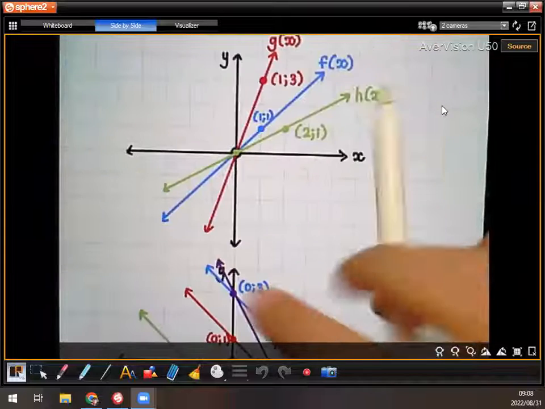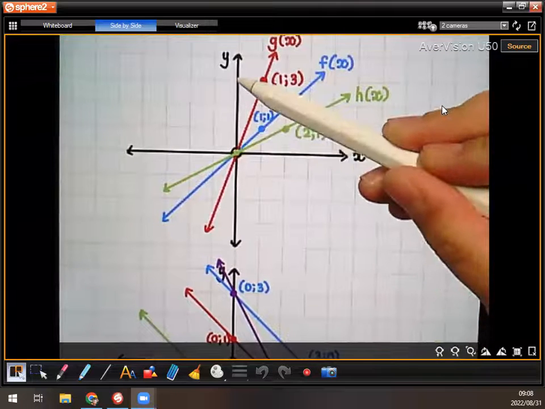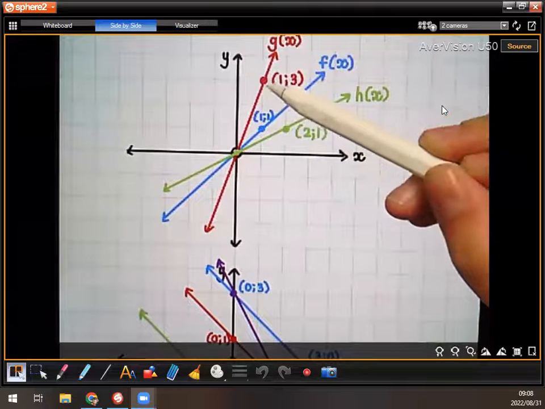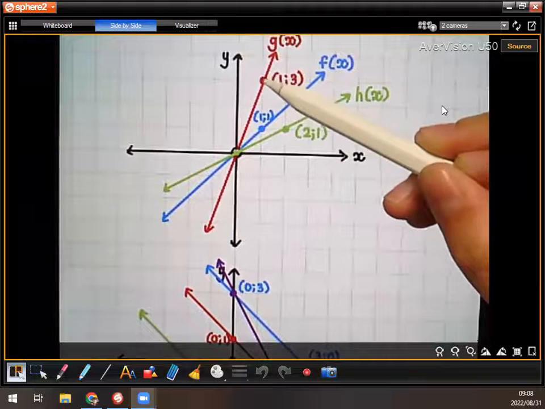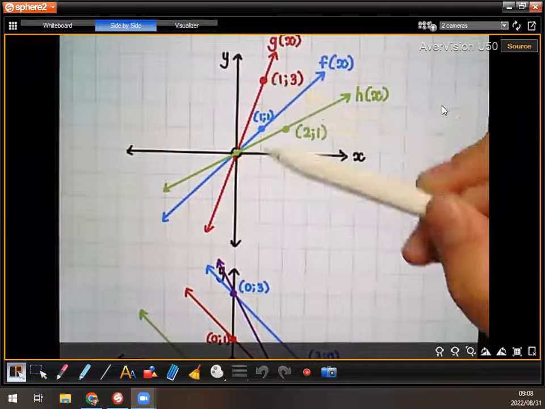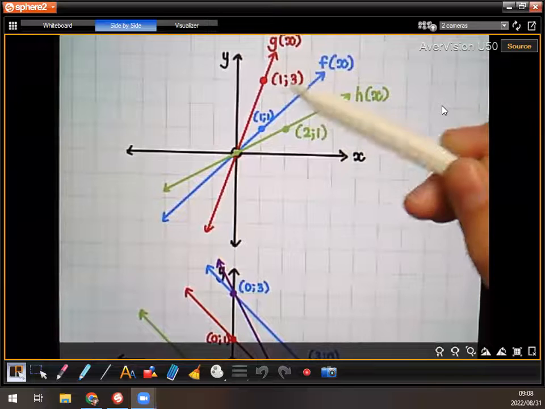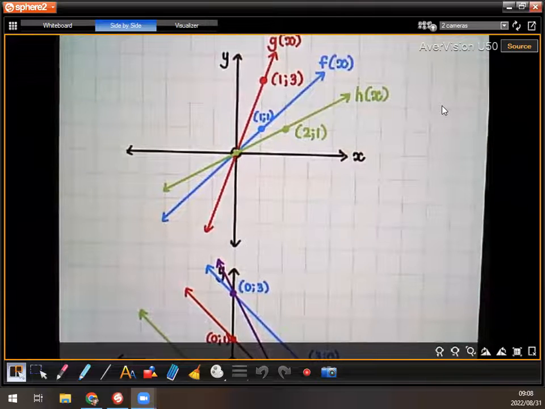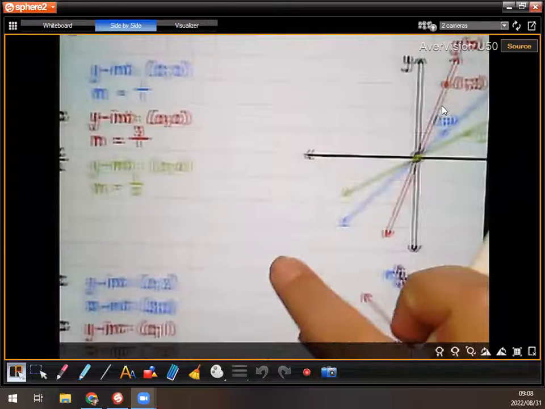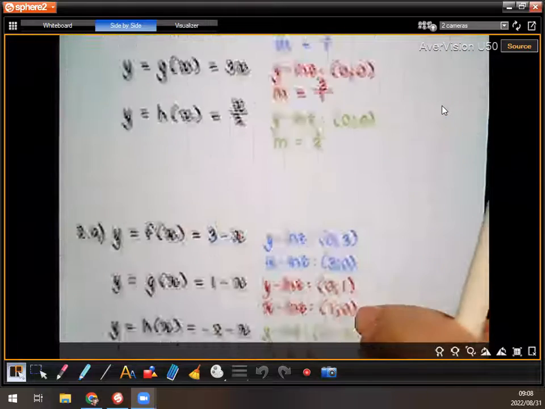So from 0, you're going to count 1, 2, 3 up. That's the number at the top, and 1 to the right. And we plot your point there. The x value of that point is 1, the y value is 3. Just make sure that you label that as 1, 3, and not 3, 1. Okay, let's do the point 1, 3. Same thing for h.